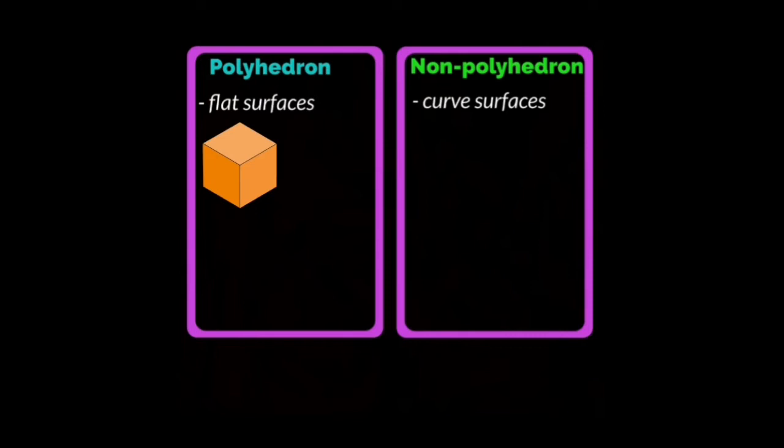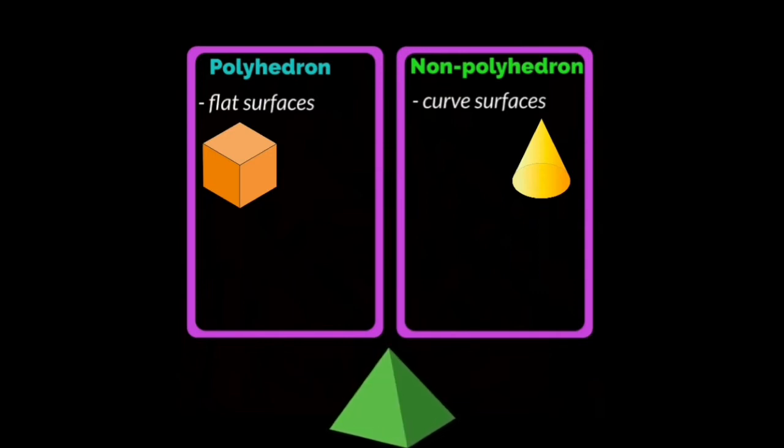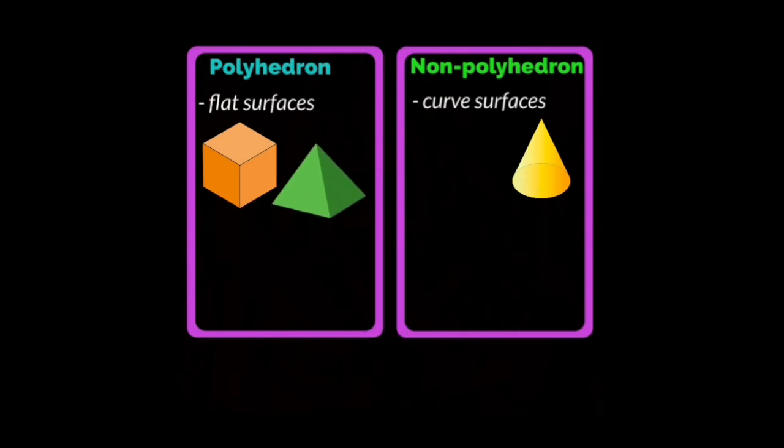Correct. Our next object is a cone. What do you think? You're right. It is a non-polyhedron. Next one, we have here a pyramid. That's right. A pyramid is a polyhedron. Next object is a cylinder. What do you think? Is it polyhedron or non-polyhedron?